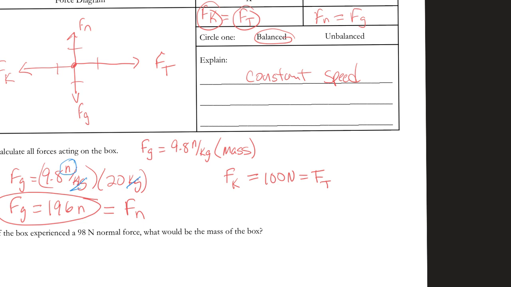So why these diagrams are so important is because I can actually figure out every single one of my forces. Force of friction is 100. Force of tension is 100 newtons.